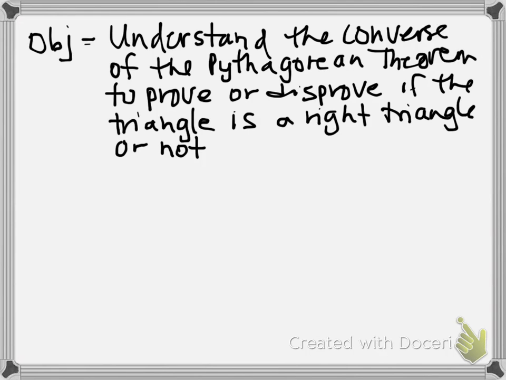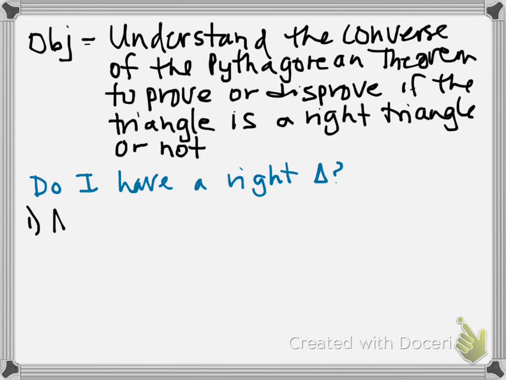So the question we're going to ask, do I have a right triangle? So I'm going to give you 3 sides. Oops. I'm not going to label them. I'm just going to give you 3 sides. So we have a 3, we have a 4, we have a 5. So we're going to use Pythagorean theorem.